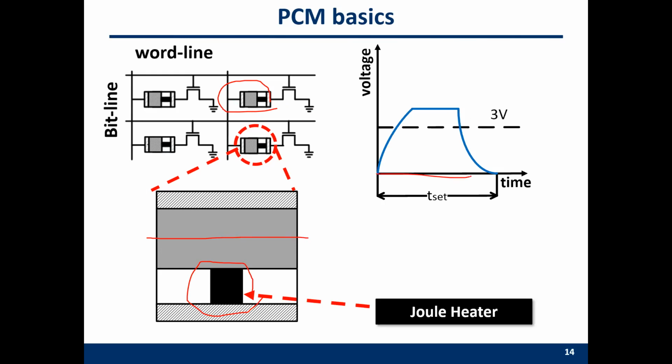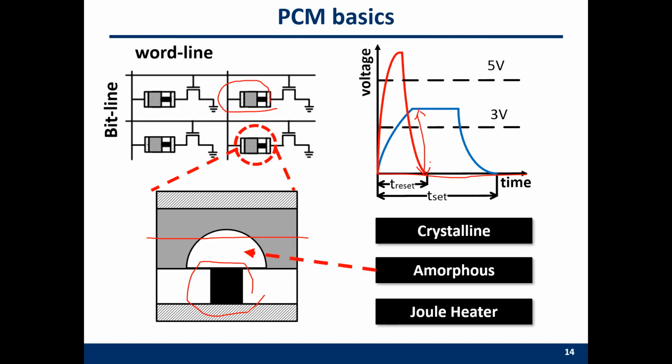By a long duration, short amplitude current, we can program the cell into the crystalline state, which is the low resistance state. It can record a 1. By a short duration, but a large amplitude current, we can program the cell into an amorphous state. It has a high resistance.